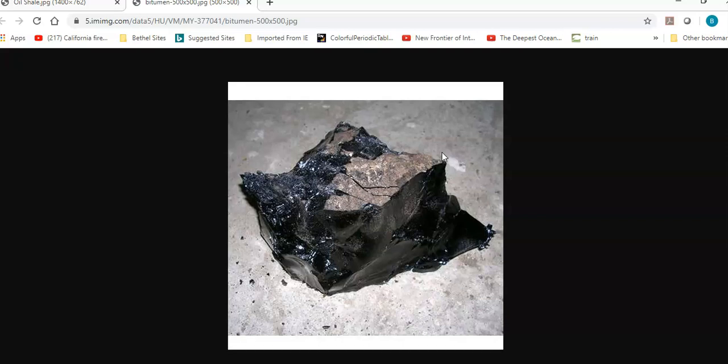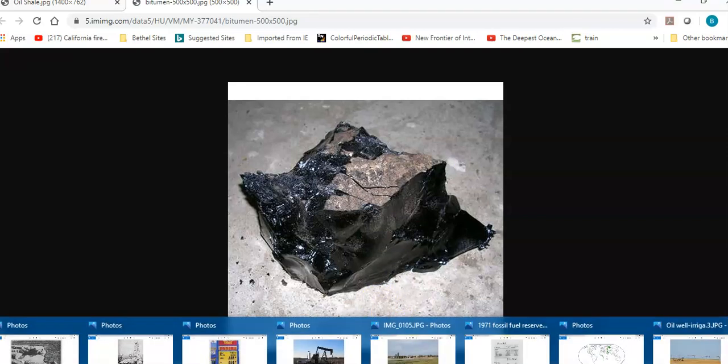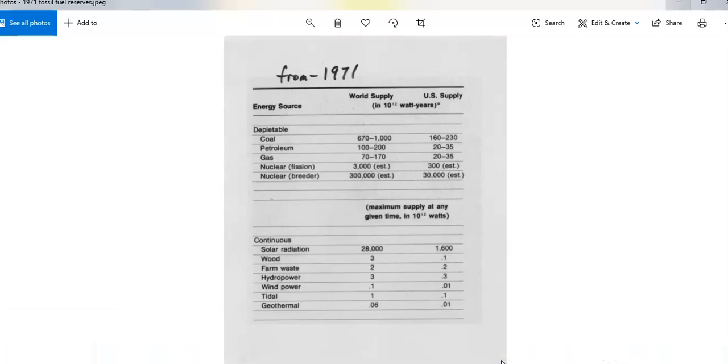So let's get down to it. Some of the big questions: crude oil. How much do we have, and how soon are we going to run out? Well, this is from my older brother's textbook from college from 1971 that sought to address such a question. In 1971, the world supply of petroleum was estimated to be 100 to 200 years. But in the United States, we were going to run out in 20 to 35 years.